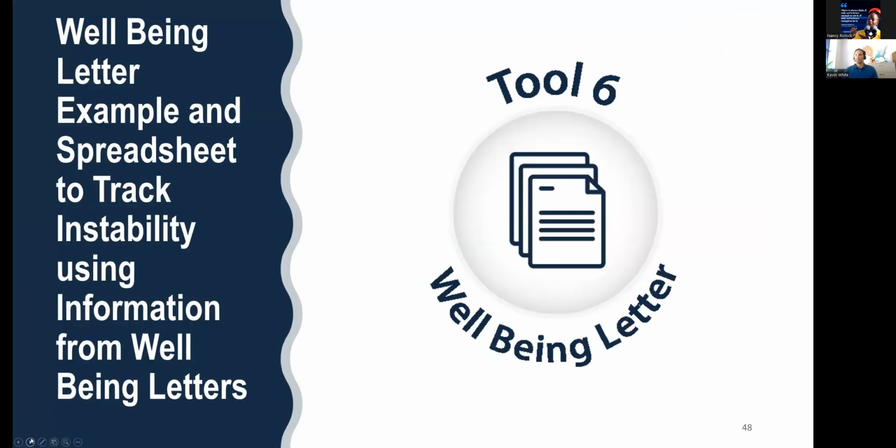Next. Tool 6 is titled Wellbeing Letter Example and Spreadsheet to track instability using information from wellbeing letters. We refer to this as Tool 6, Wellbeing Letters. Next.